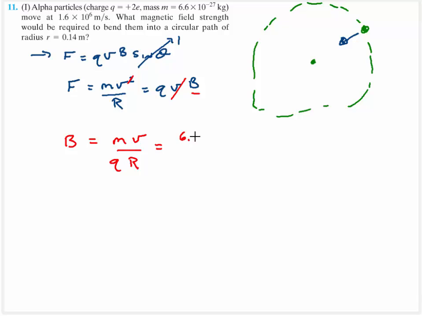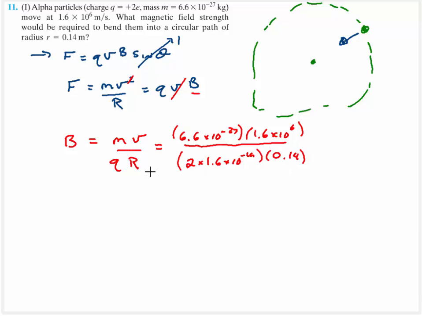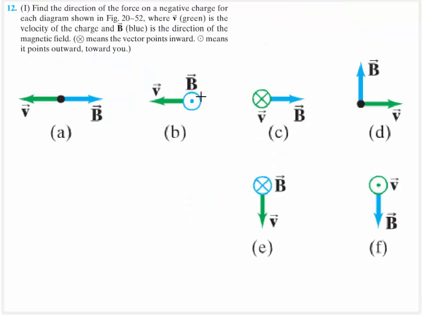The mass is going to be 6.6 times 10 to the negative 27 kilograms. I know what the velocity is. That's going to be 1.6 times 10 to the 6. I know what the charge is. It's going to be 2 times the charge of an electron, which is going to be 1.6 times 10 to the negative 19th. And lastly, the radius, 0.14. So you go ahead, you type all that into your calculator, and you're going to get the magnetic field is equal to 0.24 Tesla.